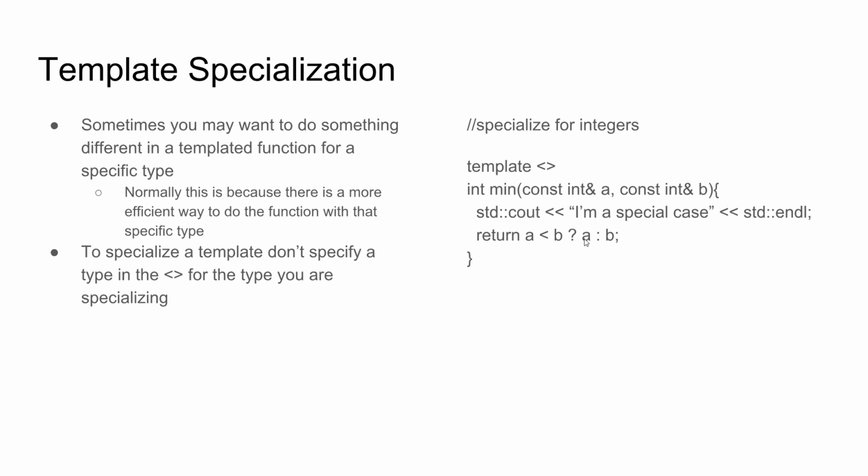Not necessarily a particularly great example here of using specialization. For this class, I don't think you'd ever want to specialize any of your templates, but I want to point out that it does indeed exist. So if you needed to do something different for this type, you would specialize the template for that type.